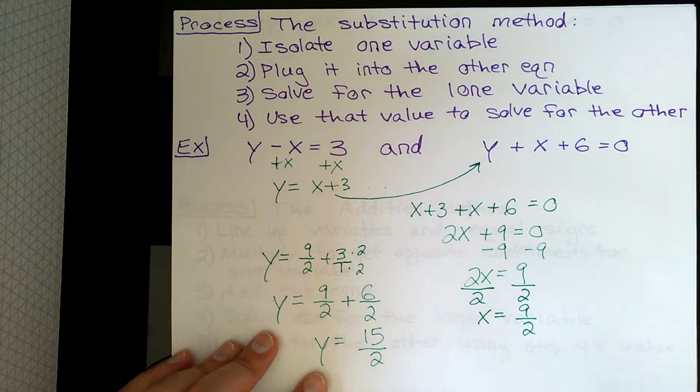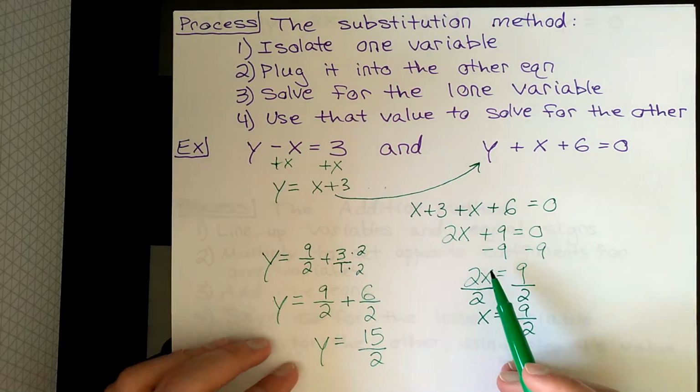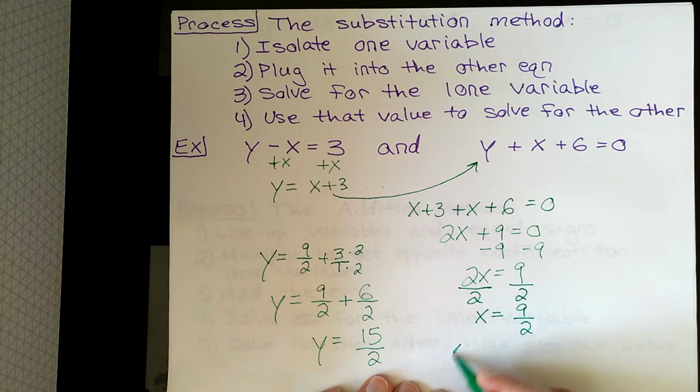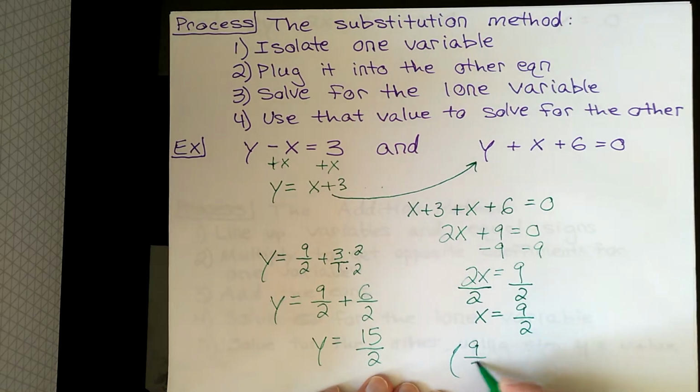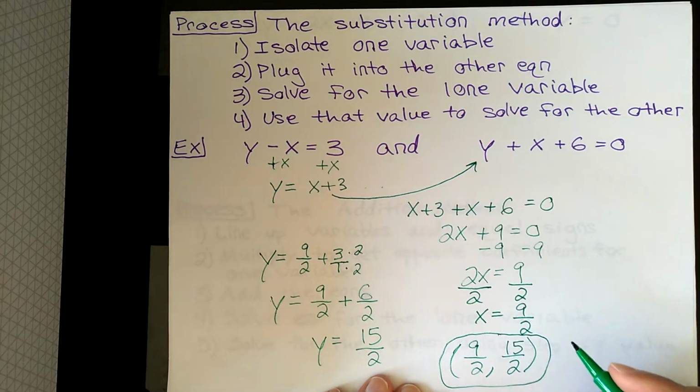So what point solves this system of linear equations? The point x equals 9 over 2 and y equals 15 over 2, which would have been a decently difficult value to just guess had we used the graphing method.